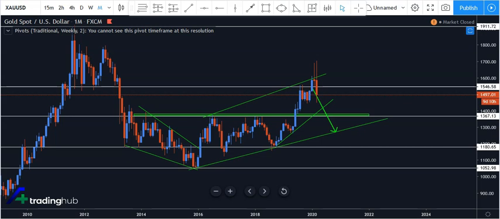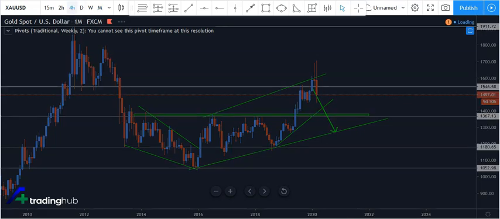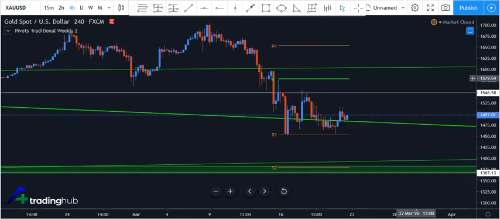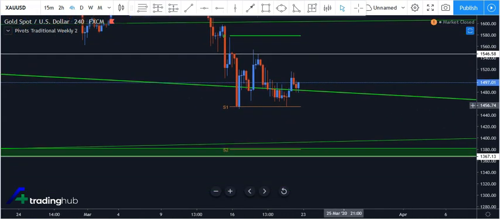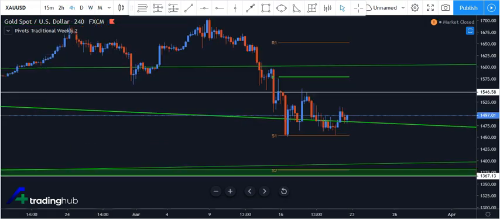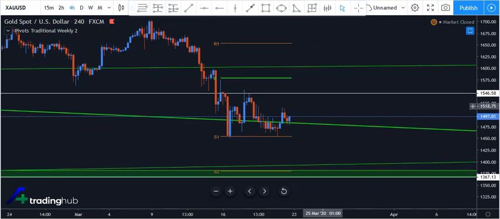But for short-term traders, the intraday traders, the swing traders like me, let's go to 4 hours. Okay, so here we are on the 4-hour time frame. We want to sell gold at least back to S2. So here is our trade for the week. We want to look at selling opportunities. We want to sell back to S2, which is the 1367.13 zone. That will be our target for the week.